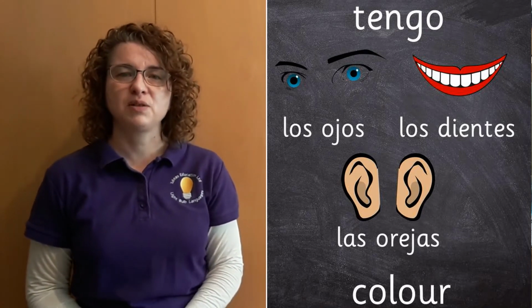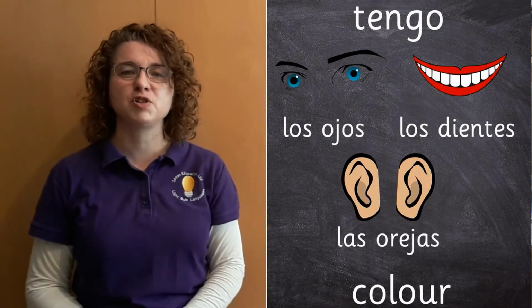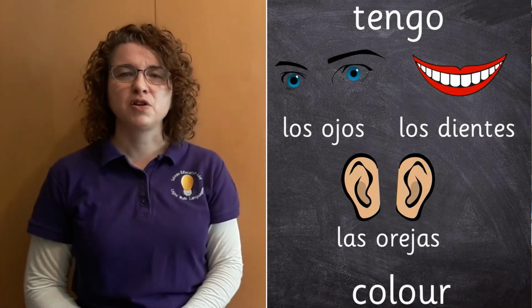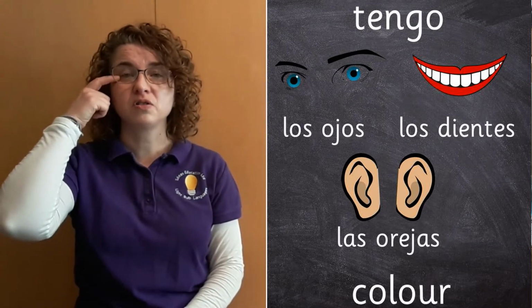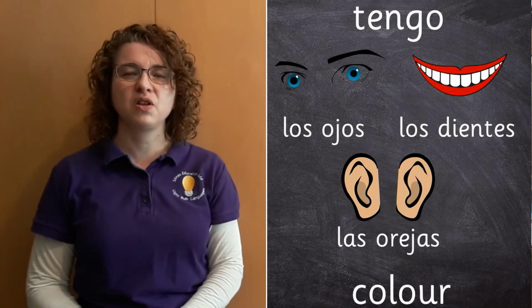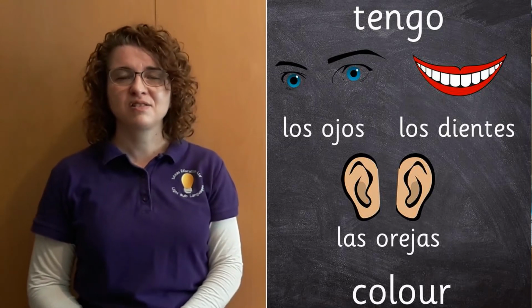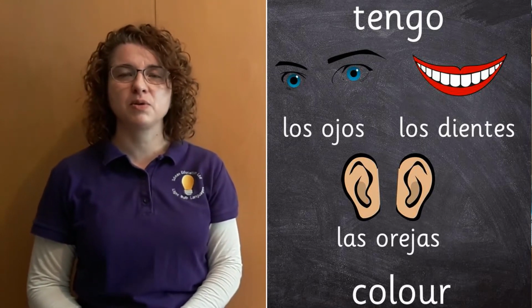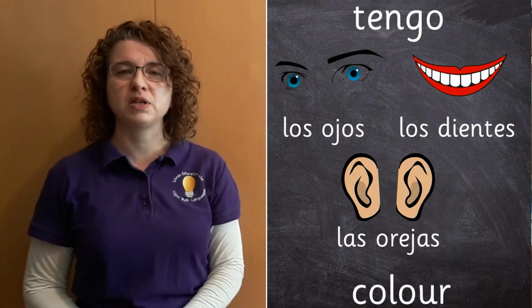Today we're going to learn how to describe some plural parts of the head that are not the eyes, which we did last time. So we learned, didn't we, that when we describe los ojos, we have to change our colour by putting an s on the end if the colour ends with a vowel, or putting an es on the end if our colour ends with a consonant. Let's see what happens with these new parts of the body.